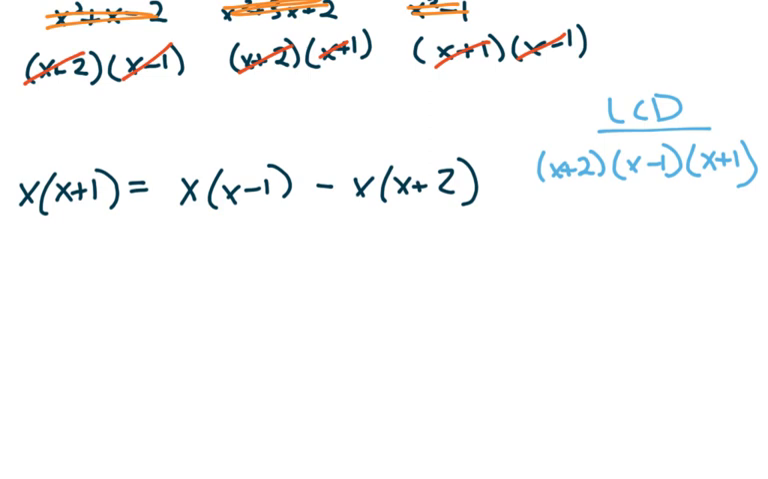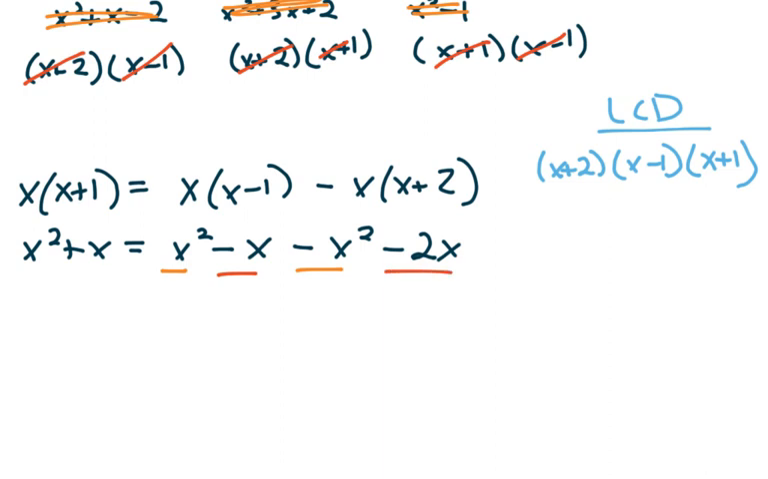You'll then want to distribute. So distribute the x, I get x squared plus x equals, distribute the x squared minus x. And on the last one, make sure you distribute a negative x, so I'll get a negative x squared minus 2x. Then combine like terms. The x squareds cancel out. So x squared plus x equals negative 3x.